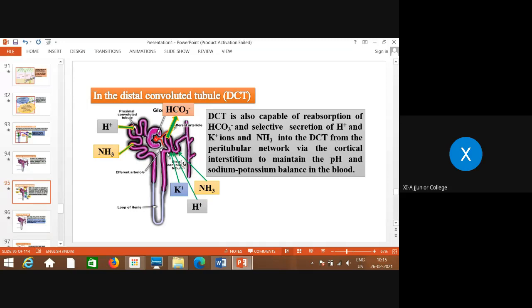Just remember that the entire area is covered by the peritubular region. That means all the blood vessels are covering this area. So from the blood itself, as and when required, the selective reabsorption or secretion of such ions is done to maintain the pH of the cell, the pH of the urine, as well as the ionic concentration. So pH and sodium-potassium balance in blood can also be maintained with this selective reabsorption as well as secretion.